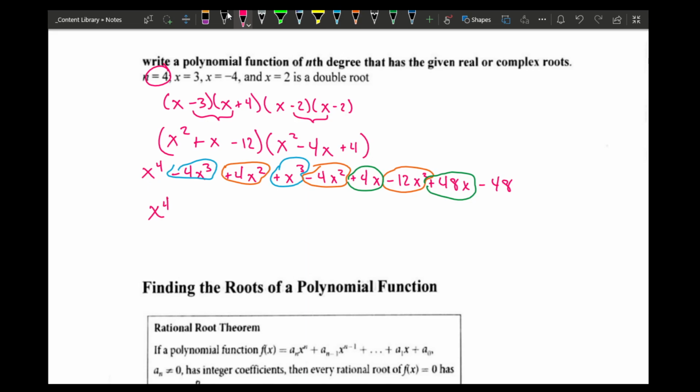So I got an x to the 4th. I got a minus 4x cubed and a plus 4x cubed. It'll be negative 3x cubed. Plus 4 minus 4, they're gone, so minus 12x squared. I've got a 4 and a 48, so 52. And then a minus 48. And I hope I got all those numbers right, because that's a lot.